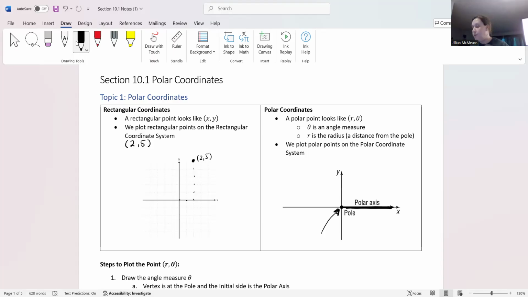So, the polar coordinate system, what you need to understand, the heart and soul of this, gives us a way to plot points using an angle and a distance.